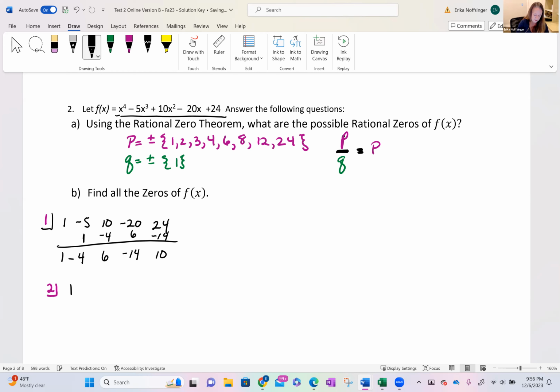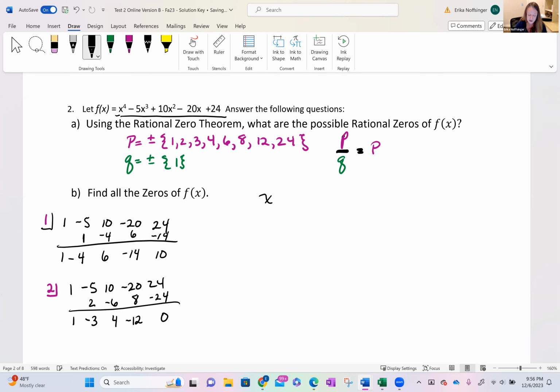Writing down my coefficients again, 1, -5, 10, -20, 24. I'm going to continue. Bring down my 1. 1 times 2 is 2. -5 plus 2 is -3, 2 times -3 is -6, 10 minus 6 is 4, 2 times 4 is 8, -20 plus 8 is -12, and -12 times 2 is -24. So I get a 0 here. I know then that x equals 2 is a zero of my polynomial.